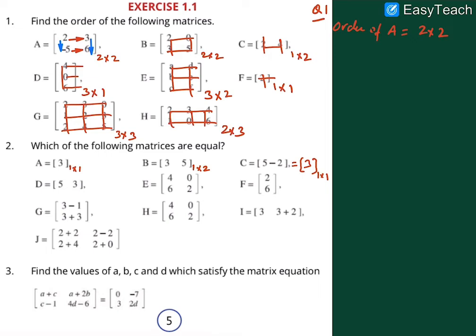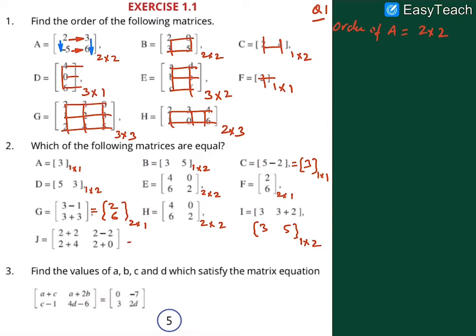The order of C, we can write it as 1 is 3. So the order is 1 into 1. Order of D is 1 row and 2 columns. Order of E is 2 rows and 2 columns, and order of F is 2 rows and 1 column. Similarly, G we can modify. 3 minus 1 is 2 and 3 plus 3 is 6. Now you can write its order, which is 2 into 1. Order of H is 2 into 2 again, and I we can modify. 3 plus 2 is 5 here. Now you can see its order is 1 row and 2 columns.